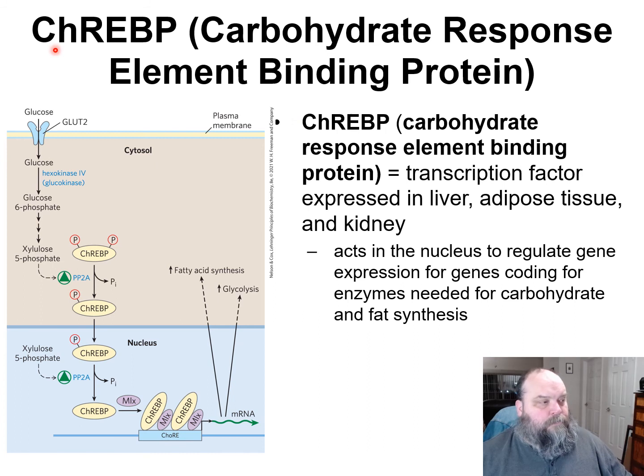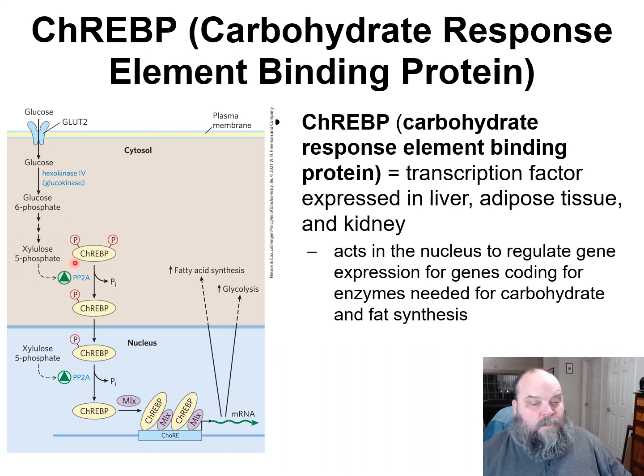So our friend, I'm not even going to try to pronounce this acronym, carbohydrate response element binding protein, ChREBP. This is a transcription factor in liver, adipose tissue, because remember, this is where you're going to be storing lots of your excess energy, and in the kidneys. So glucose uptake via GLUT2, glucose to hexokinase, because it's released from being sequestered in the nucleus. Glucose, glucose 6-phosphate, step, step, step.